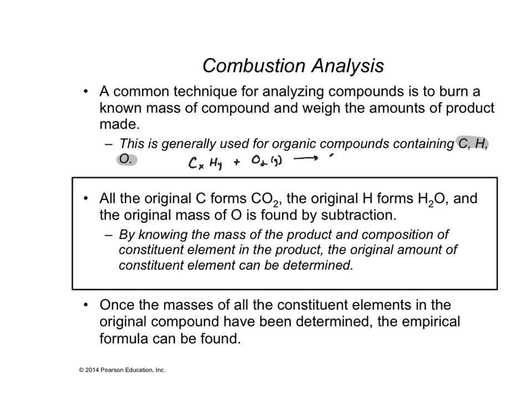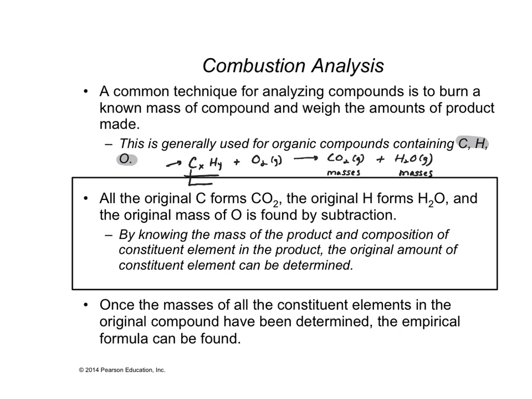And the only products from this combustion are CO2 and water, okay? So what happens is we take this unknown, we combust it, and we measure the masses of our CO2 and the masses of our water, and we utilize that data to go back and figure out how much of this was there originally, right? Well, how does that work?